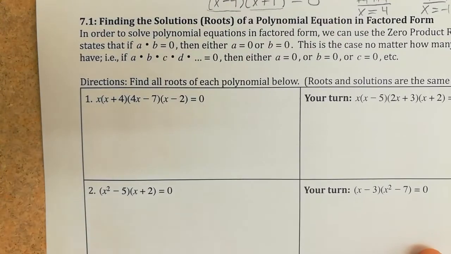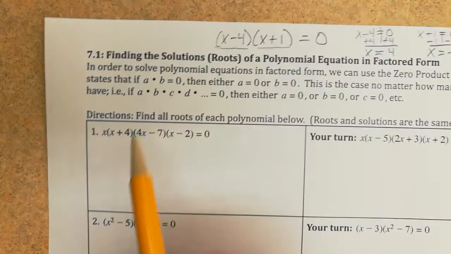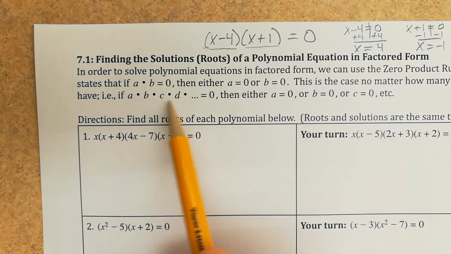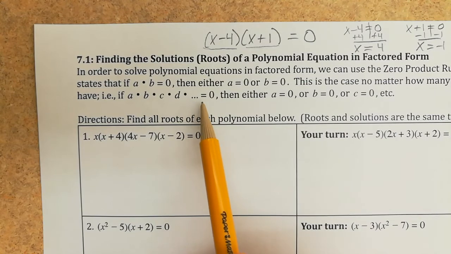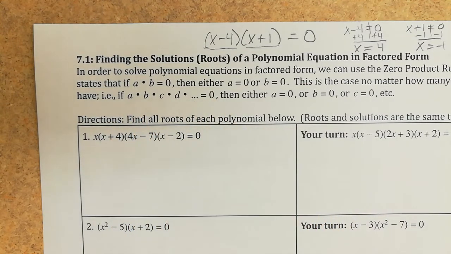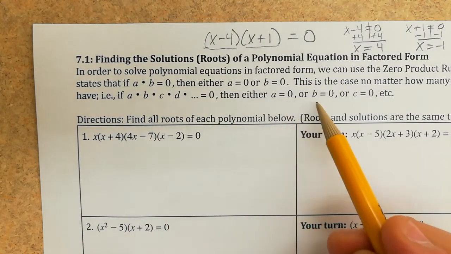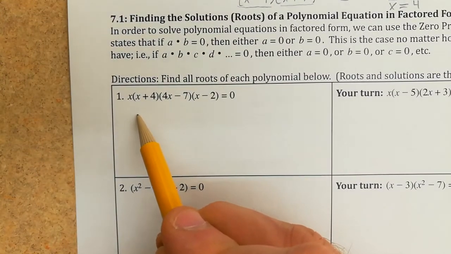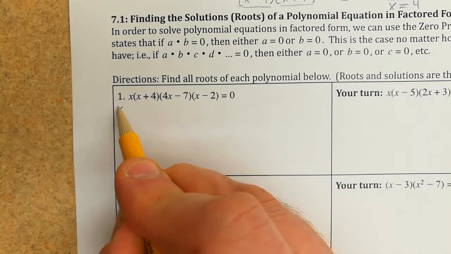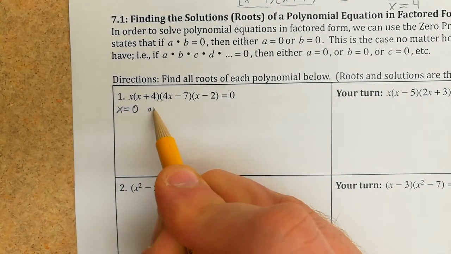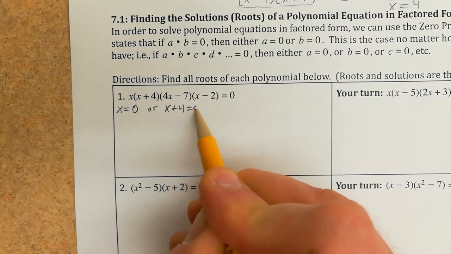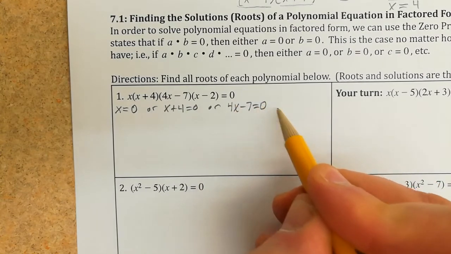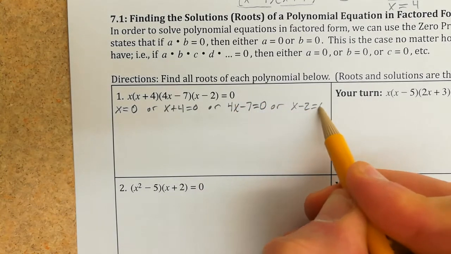All right, so what if we have more than two factors here? We have like a times b times c times d times etc. equals 0. Well, that just means one of those things must be equal to 0. Either a equals 0, b equals 0, c equals 0, etc. So looking at this first example, this means that either x equals 0 or x plus 4 equals 0 or 4x minus 7 equals 0 or x minus 2 equals 0. And then we just solve each of these equations.